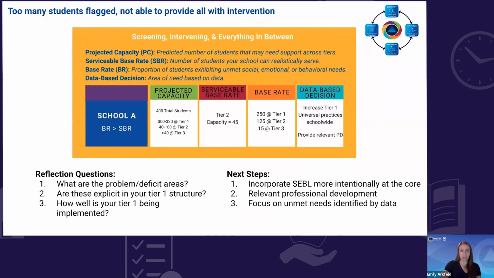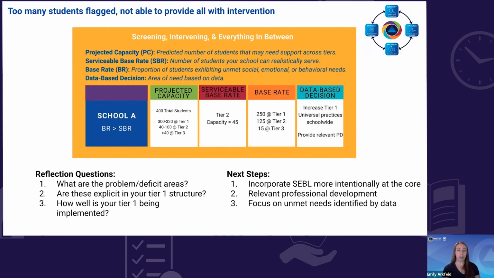So school A here has a base rate that far exceeds their serviceable base rate. They currently have 125 students identified at tier 2 when they can only realistically serve 45. So we've listed some reflection questions here for your leadership and your problem solving team to reflect on, as well as some next steps that you might take.